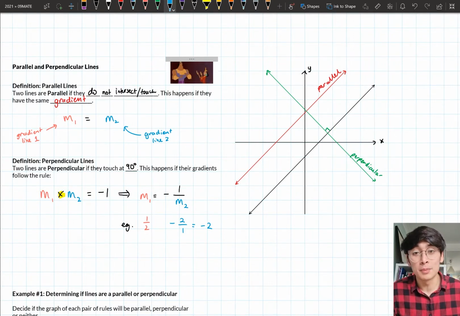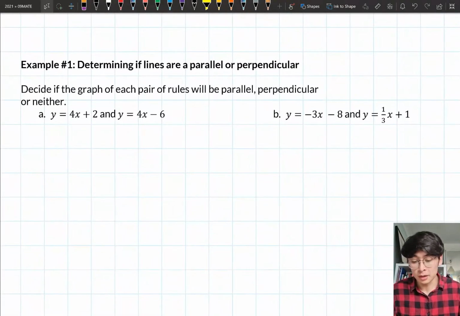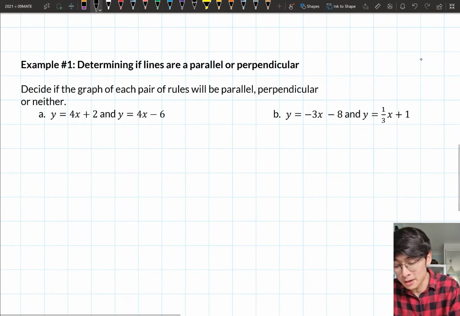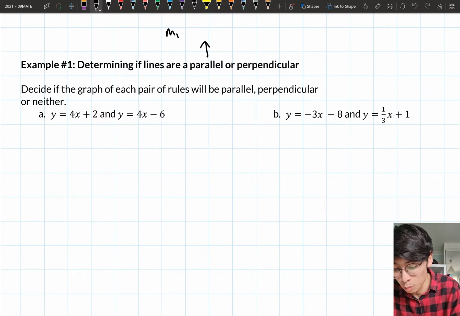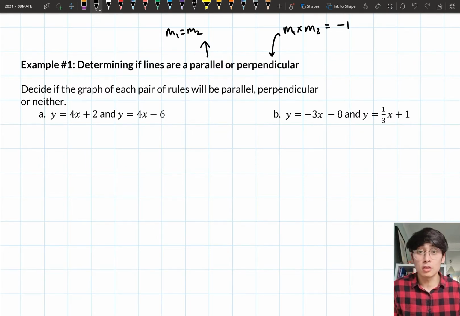So what we want to be able to do is identify if lines are parallel or perpendicular. So let's scroll down here and have a look at this question. Determining if lines are parallel or perpendicular. For this, we just want to use those two conditions. If a line is parallel, that means the two gradients are the same. So m1 is equal to m2. If they're perpendicular, if I multiply the two gradients, that should give me -1. And so those are the two conditions I'm going to use for these questions.